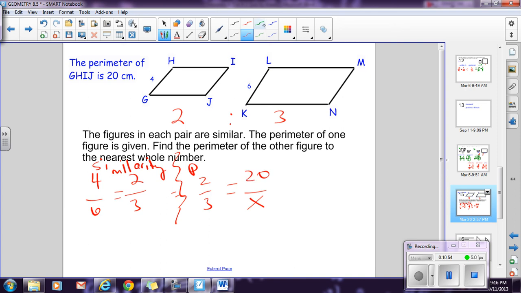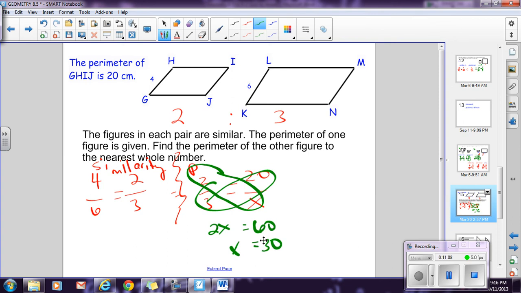And all I'm going to do from here, as you would guess, is cross multiply. 2 times x is 2x equals 3 times 20, which is 60. You can do the math pretty easily here. x is going to equal 30 because I'm going to divide each side by 2. So when this one had a perimeter of 20, this one had a perimeter of 30 because of their perimeter ratio being 2 to 3. Pretty basic, pretty simple stuff.